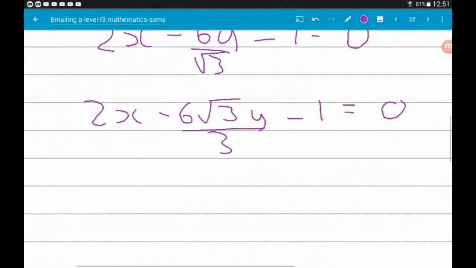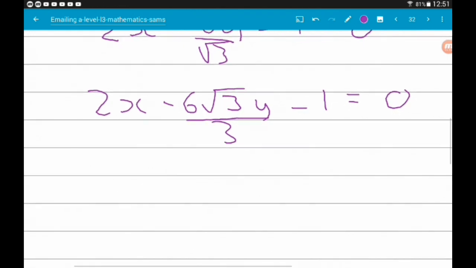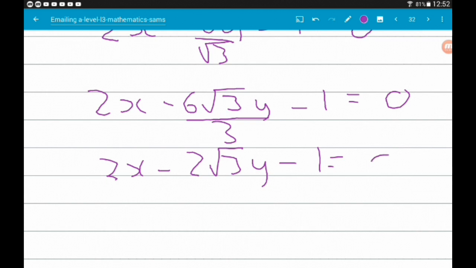Final step, the 6 and the 3 cancel out on the y term, so we've got 2x minus 2 root 3y minus 1 is equal to 0, and that is exactly what we wanted to show. Good times.